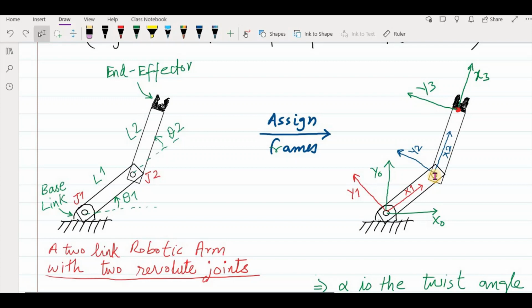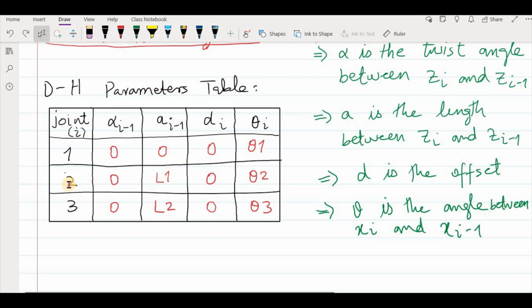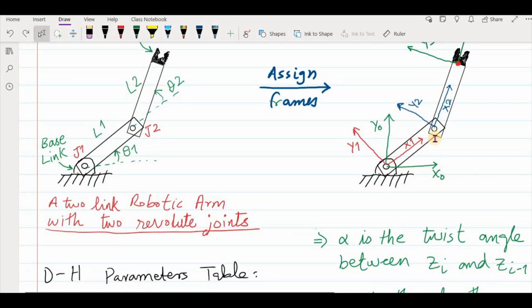Link length will be the distance between the z-axis of your present frame, zi, and the z-axis of your previous frame, which is zi minus 1. So the distance between z2 and z1 is equal to L1, this is your A. So for frame 2, the link length is L1. Again, the offset will be 0, because there is no offset. It is assumed that both of these two links are not separated much from each other, okay?